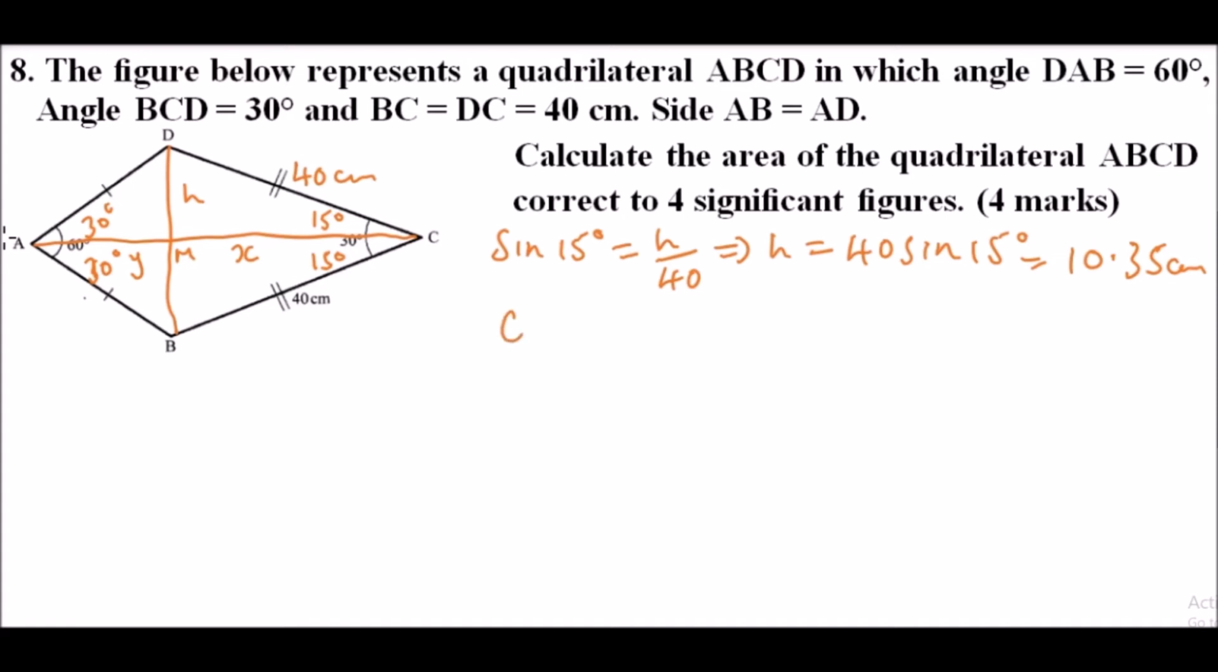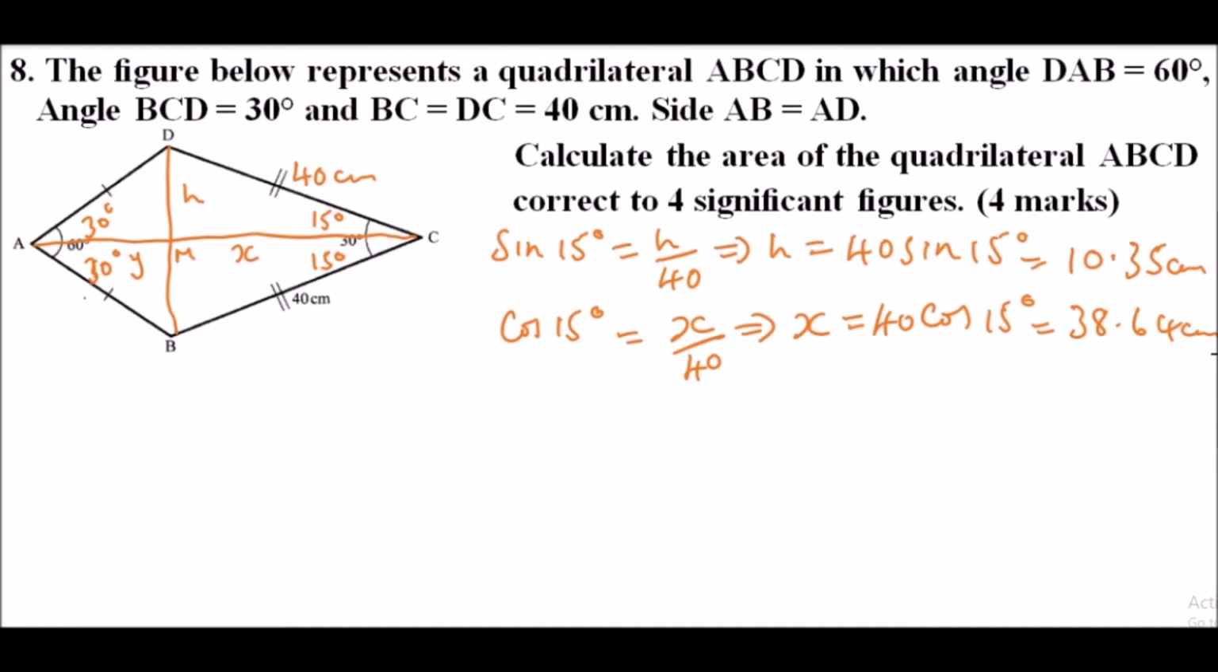So we say cos 15 degrees is equal to x divided by the hypotenuse, which is 40. So this implies that x is equal to 40 cosine of 15 degrees, and you use your calculator, you should be able to get 38.64 centimeters. So that is the side x.